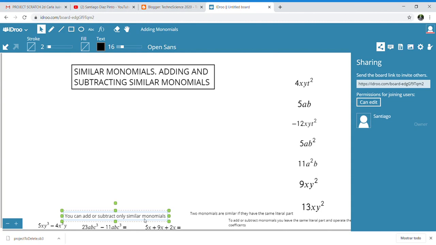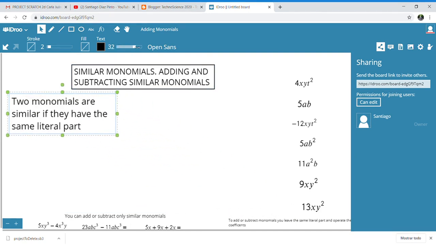Hi, let's go on with the third paragraph of the unit of algebra. Today, we are going to study what similar monomials are and how to add and subtract similar monomials. So first, let's see what similar monomials are.